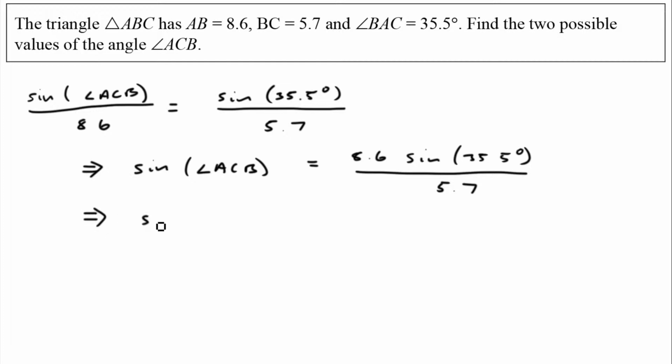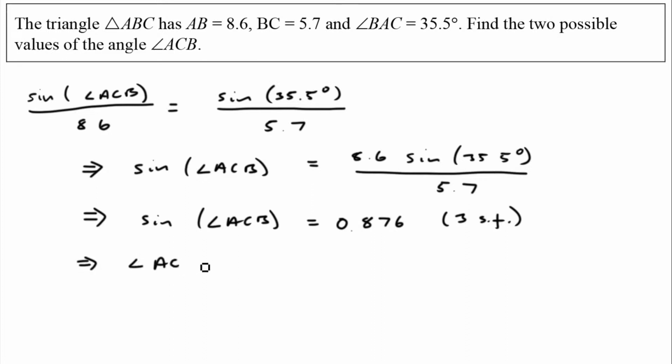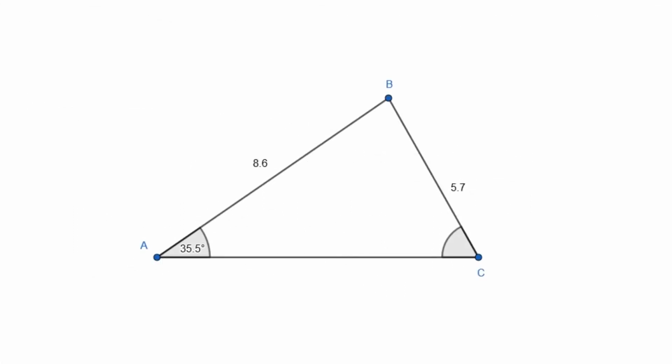That means that the sine of angle ACB is 0.876 to 3 significant figures, and therefore angle ACB, taking the inverse sine of that value, is 61.2 degrees to 3 significant figures. Surely, problem solved. And when we look back at our picture, that seems a perfectly reasonable answer.